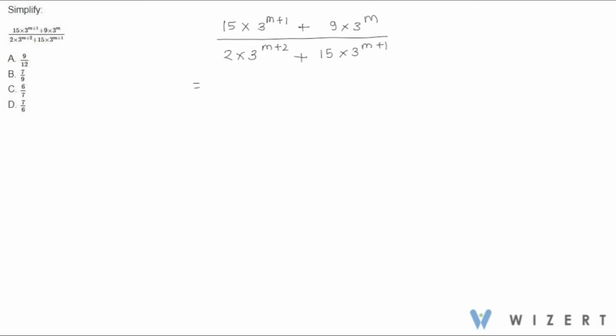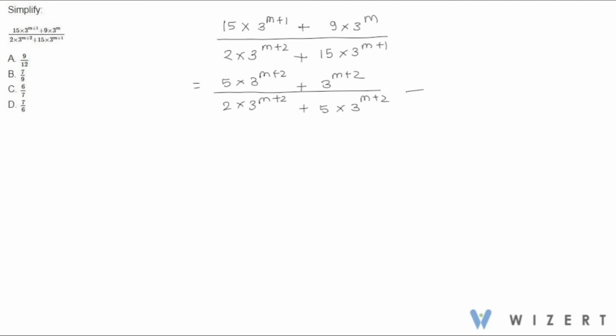So this is going to be, we can take 3 from here and put it in this power. So we have 5 into 3 to the power m plus 2 plus, we can convert this into power of 3 and combine it with 3 to the power m. So we have 3 to the power m plus 2, divided by 2 into 3 to the power m plus 2 plus, we can take one of the 3 out of here and put it in power of 3 over here. So we have 5 into 3 to the power m plus 2.